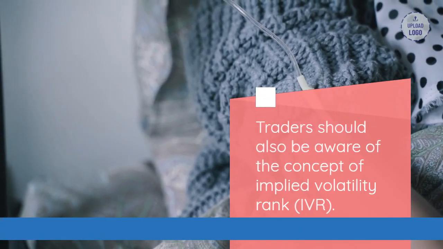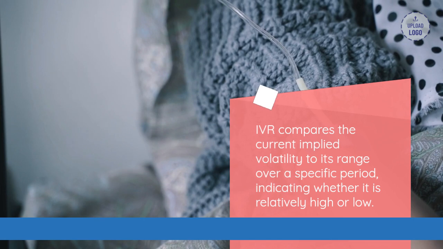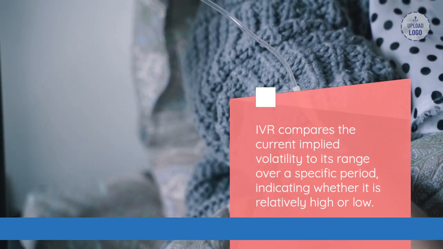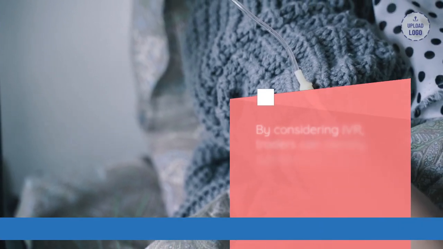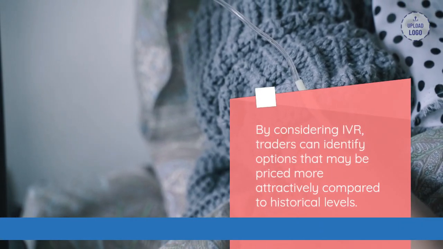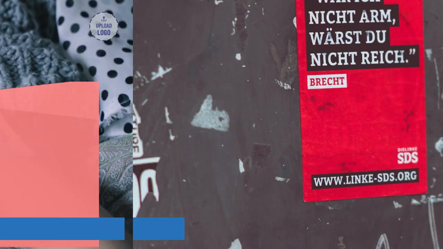Traders should also be aware of the concept of implied volatility rank, IVR. IVR compares the current implied volatility to its range over a specific period, indicating whether it is relatively high or low. By considering IVR, traders can identify options that may be priced more attractively compared to historical levels.